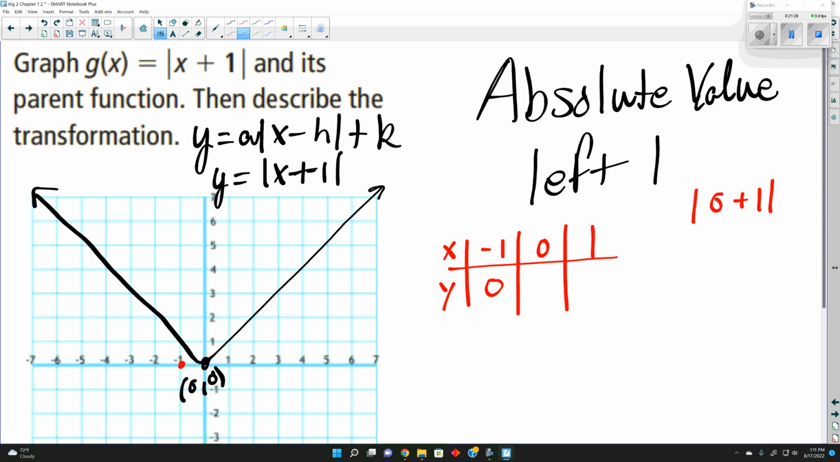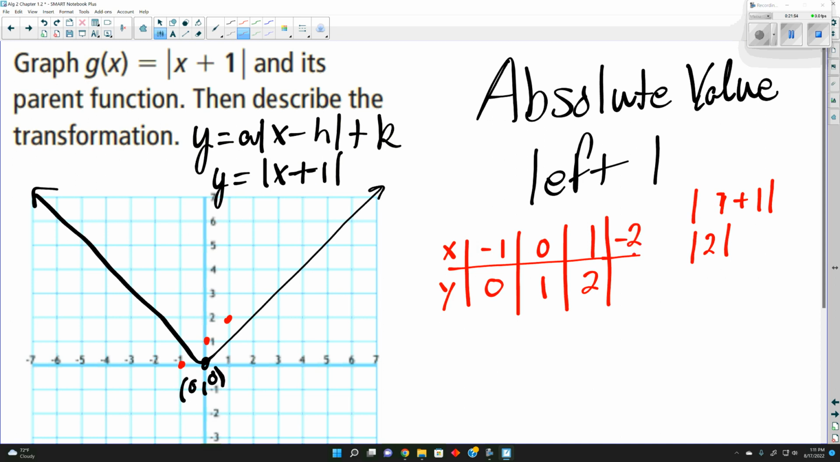So at 0, do this again. Replace the x with 0. 0 plus 1 is 1. Absolute value of 1 is still 1. So we have 0, 1. If we did it with 1, we'd have 1 plus 1 is 2. The absolute value of 2 is still 2, so 1, 2.